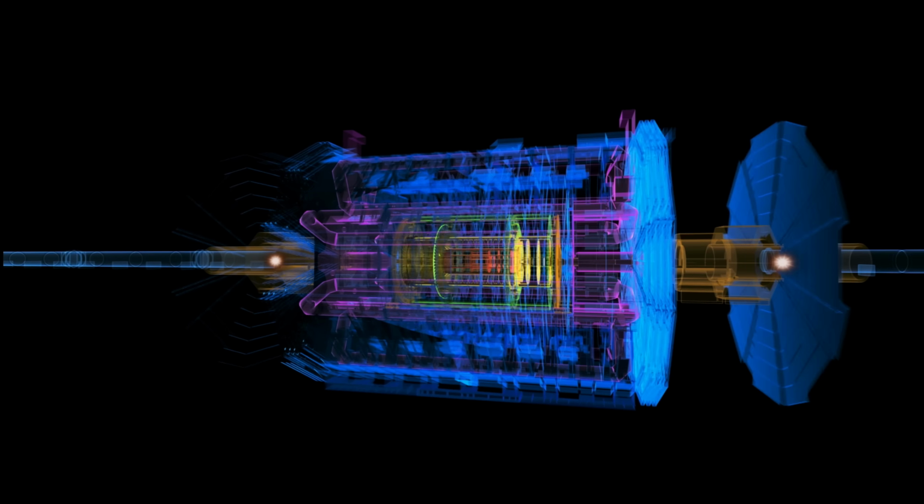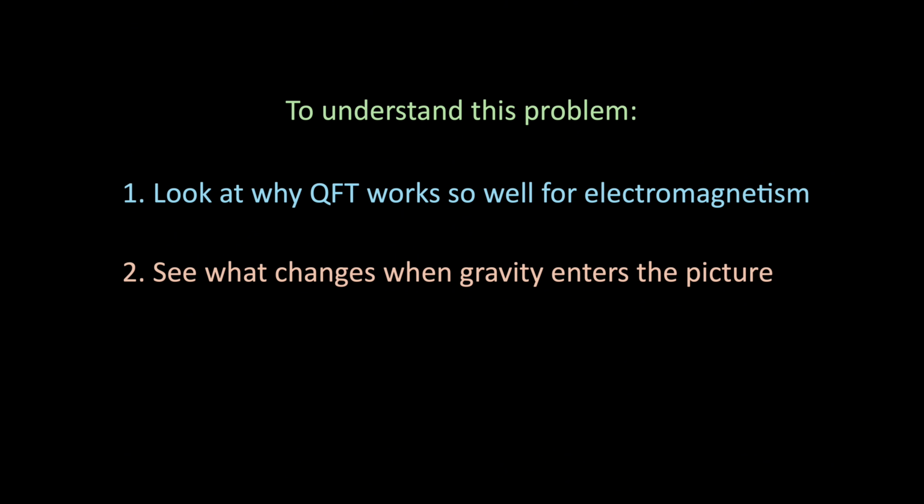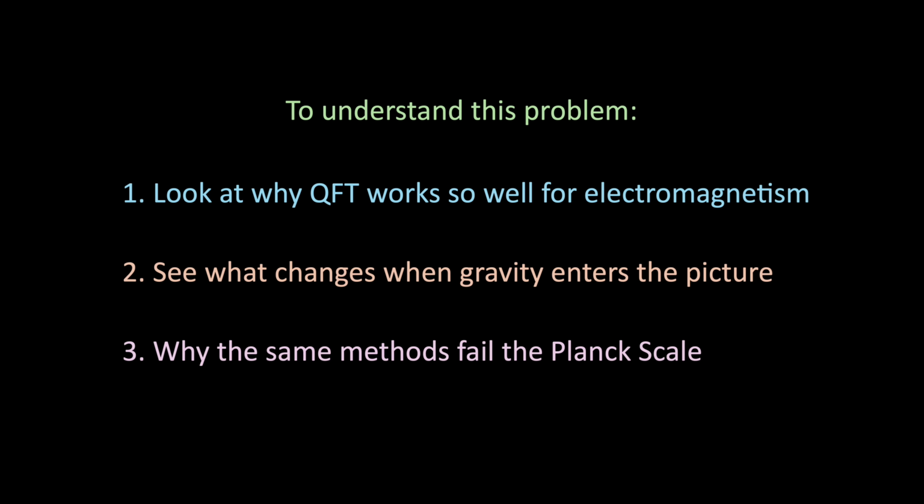In this video, we're going to follow that clash to the place where it finally becomes unavoidable, when we try to treat gravity the same way we treat every other force in particle physics, using the tools of quantum field theory. To understand this problem, we'll first look at why quantum field theory works so spectacularly well for electromagnetism, and then we'll see what changes when gravity enters the picture, and why the same methods no longer work at the Planck scale. So buckle up and enjoy the ride.